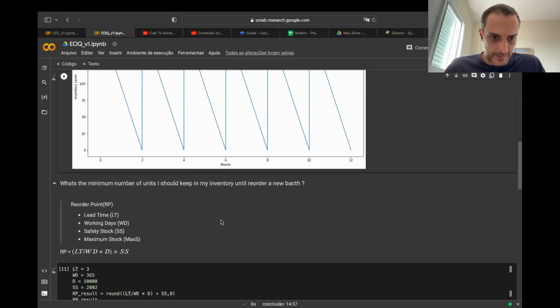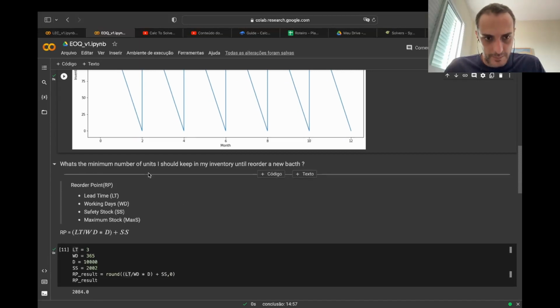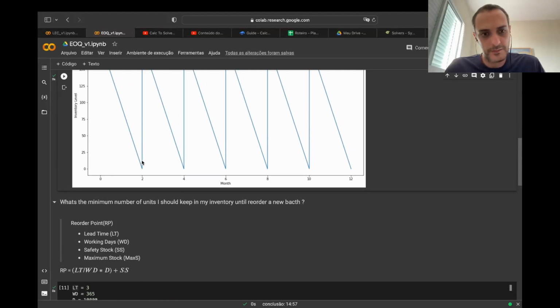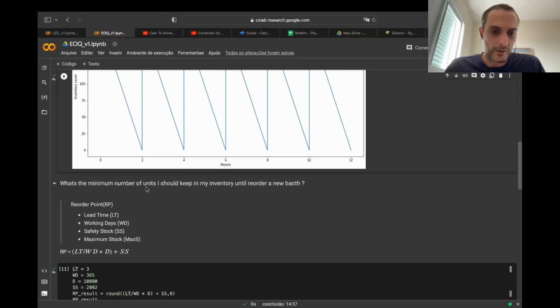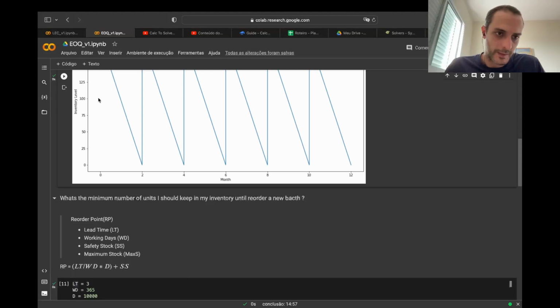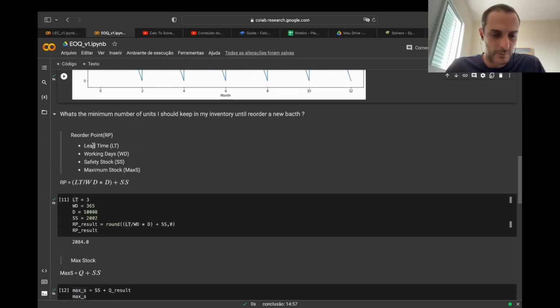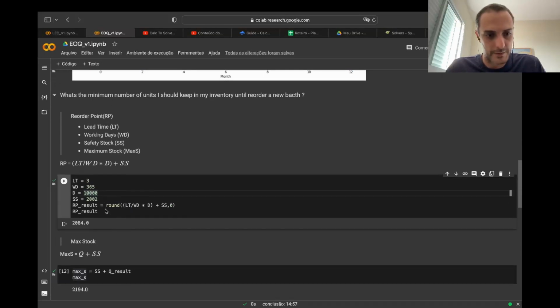But we can further explore the question of what's the minimum number of units I should keep in my inventory before reordering a new batch, which is the reorder point, instead of waiting to get to 0. I could calculate that reorder point so I can reorder a little bit higher and never go to 0. So that's the formula, and those are the variables: lead time, working days, safety stock and maximum stock. Here we are also hard coding some values.